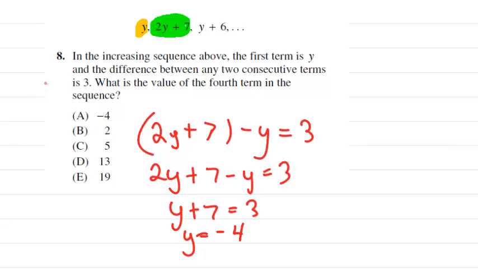So now that I know that y is negative 4, I know that this here is negative 4. I know the next term is negative 4 times 2, which is negative 8 plus 7, negative 1. I know the next term is negative 4 plus 6, which would be 2. The difference between any two consecutive terms is 3. So going from negative 4 to negative 1 is a difference of 3. From negative 1 to 2 is a difference of 3. And if we want the next term, we would just increase by 3. So the answer would be 5.